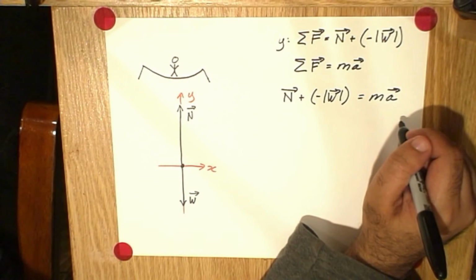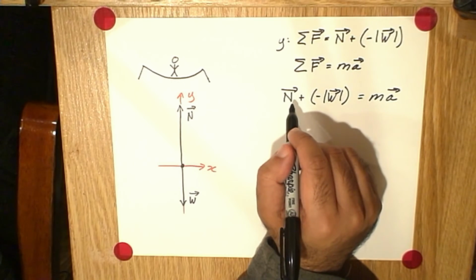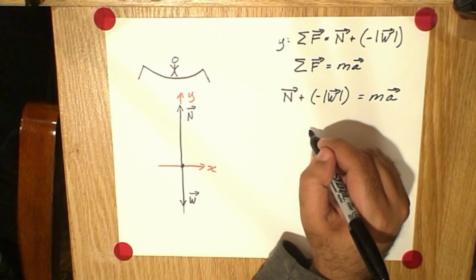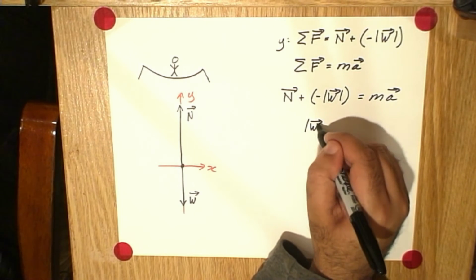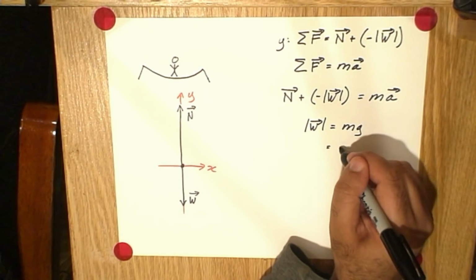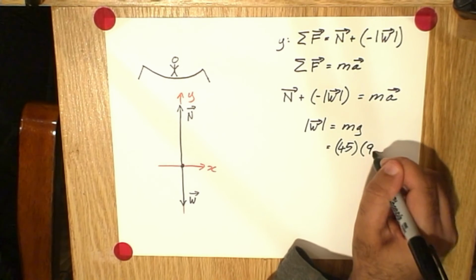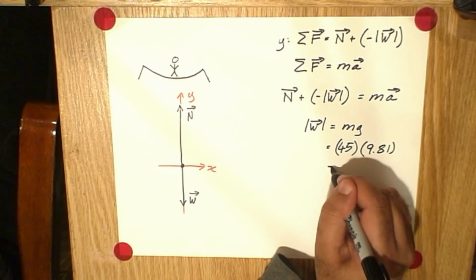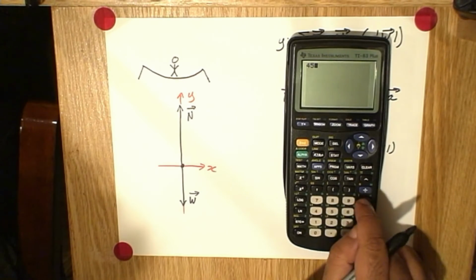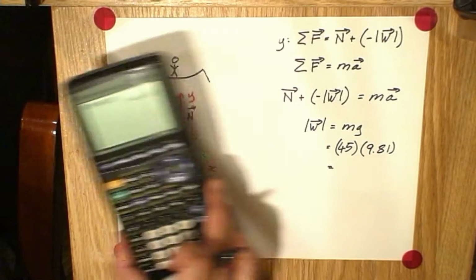Now let's put together everything that we know. We do not know the normal force. This is something that has to be deduced. The weight force, however, can be figured out because the weight force is equal to mass times gravity, which is equal to mass 45 times gravity 9.81, which works out to 441.45.